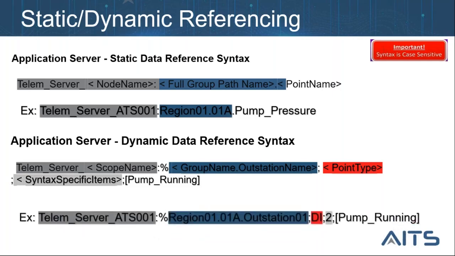For example, here the scope name is ATS001. The outstation name, as you can see, is shown after the path by putting a dot outstation 001. The point type here is a digital input, which is DI. I'm using here a DNP3 protocol. So 2 is the address of the point, which is the point number.